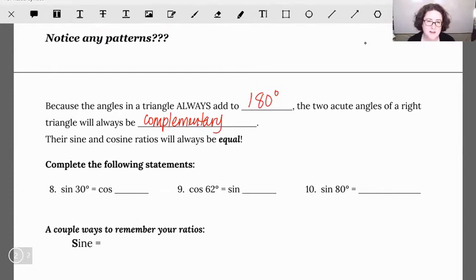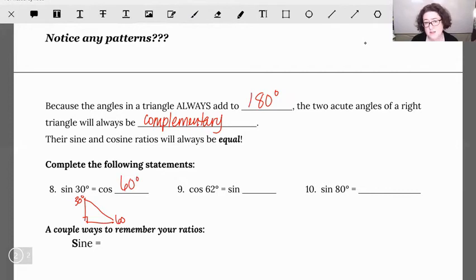So if I have sine of 30 degrees, well, mentally, if you think about it, if one angle is 30 degrees, what does the other angle have to be? Well, if everything adds up to 180, or you're looking at your complementary angle, that's going to have to be 60 degrees. And so if we started filling out those ratios, we would find that sine of 30 degrees always equals cosine of 60 degrees.